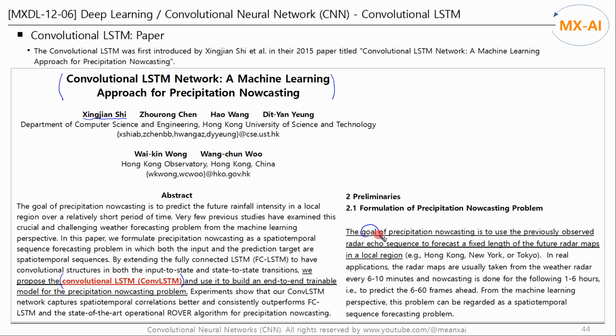The goal of precipitation nowcasting is to use the previously observed radar echo sequence to forecast a fixed length of the future radar maps in a local region. In this paper, they showed that this model outperformed conventional LSTM and the state-of-the-art computational algorithm ROVER for precipitation nowcasting.